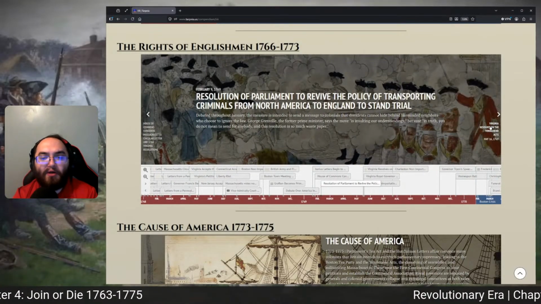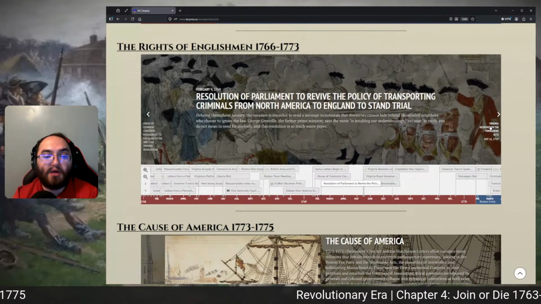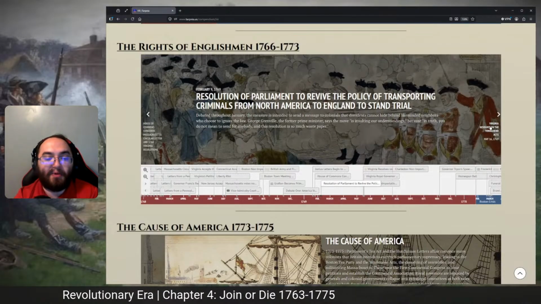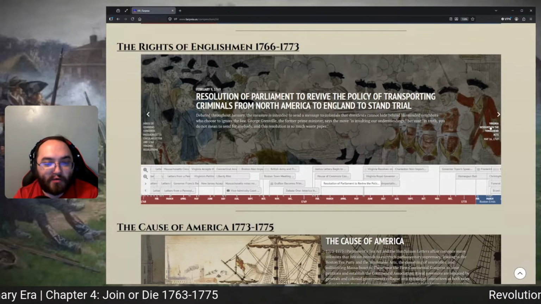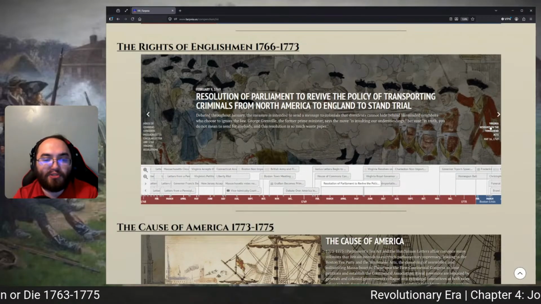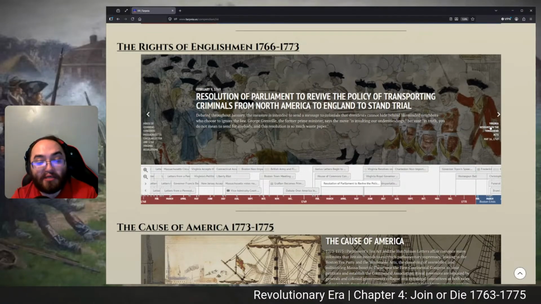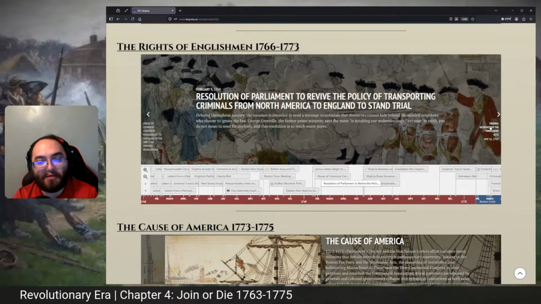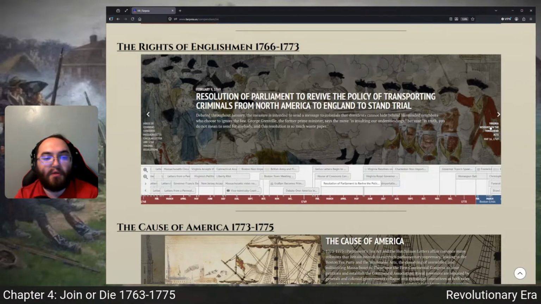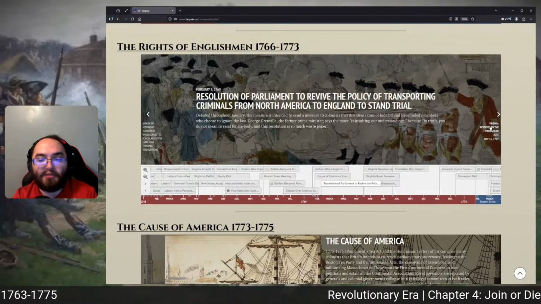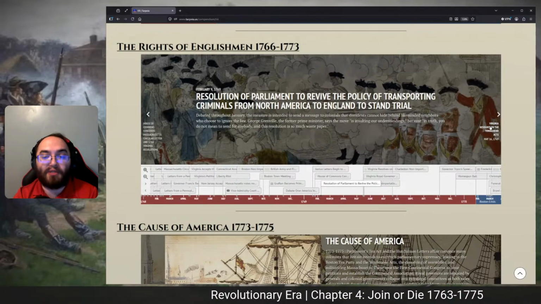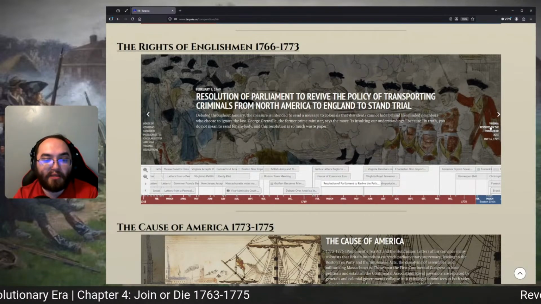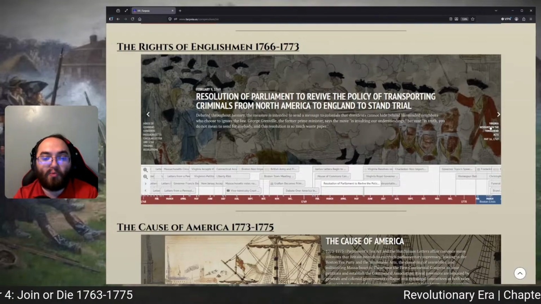Resolution of Parliament to revive the policy of transporting criminals from North America to England to stand trial. So this is debated throughout January of 1769, and the measure is intended to send a message to colonials that dissidents cannot hide behind like-minded neighbors who choose to ignore the law. George Grenville, the former prime minister, says the move is insulting our understandings, because in truth you do not mean to send for anybody, and this resolution is so much waste paper.